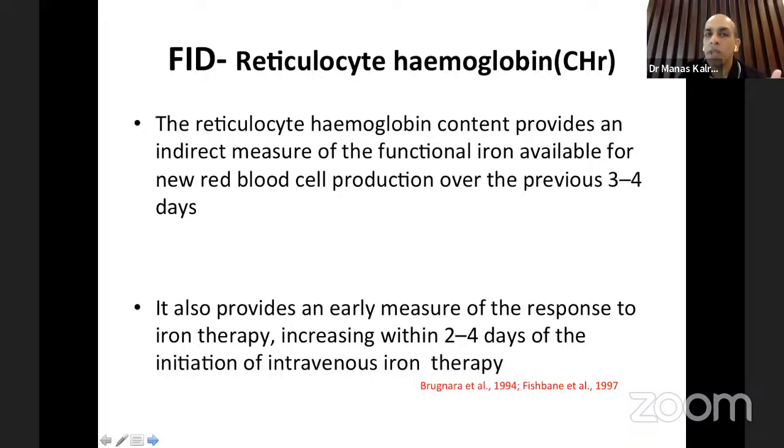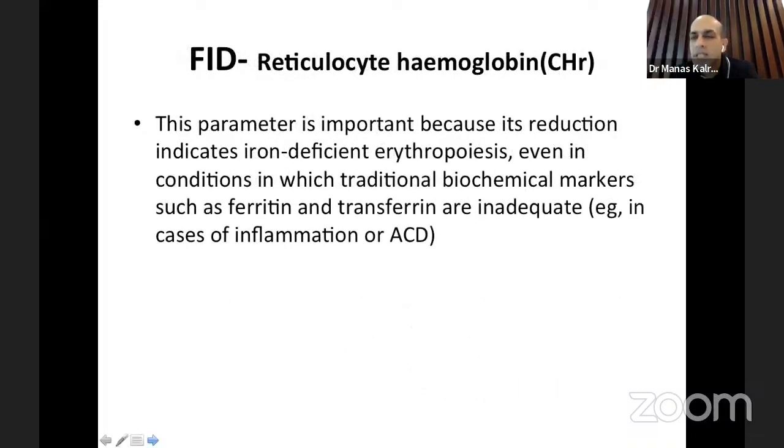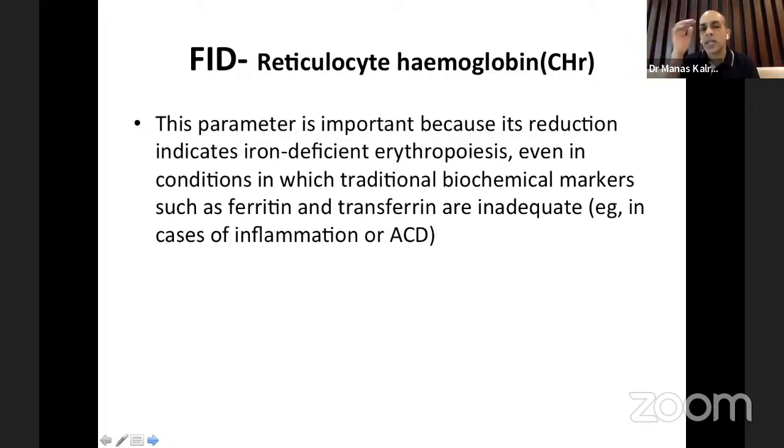One of them is reticulocyte hemoglobin concentration and reticulocyte hemoglobin content, which provides an indirect measure of the functional iron available for new red cell production over just the last 3-4 days. Just in the last 3-4 days, what was the amount of iron that was being produced? This can be helpful in certain complex cases, like somebody has CKD with anemia, somebody has chronic disease with anemia, some complex cases where a hematologist gets involved. Because in these cases, your ferritin and transferrin will not be appropriate. You have an underlying inflammatory disease or underlying CKD, you may not have the correct value of ferritin and all those things to interpret the iron deficiency, and it can be confusing.